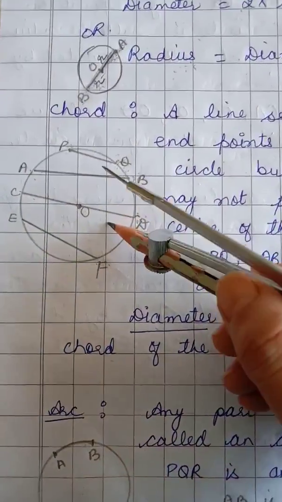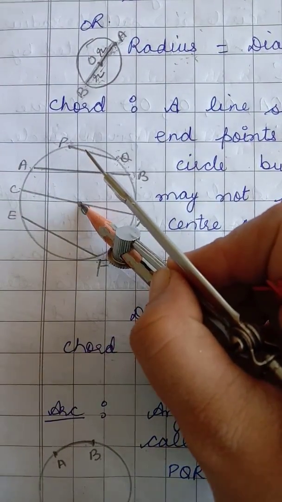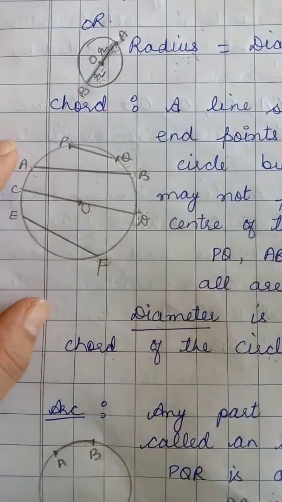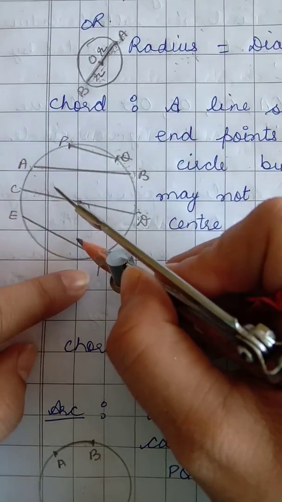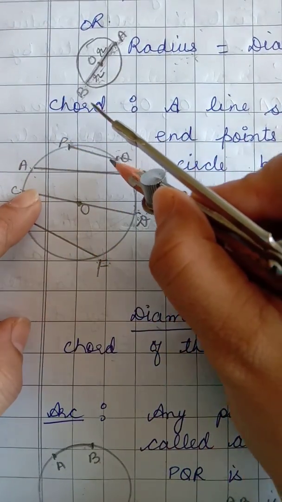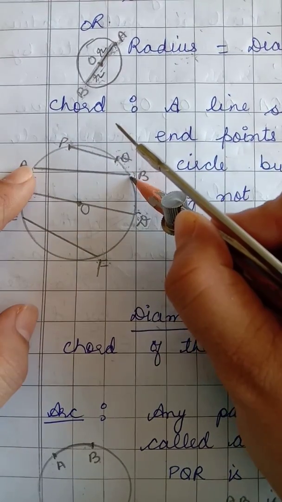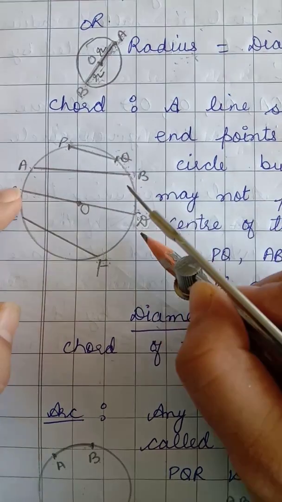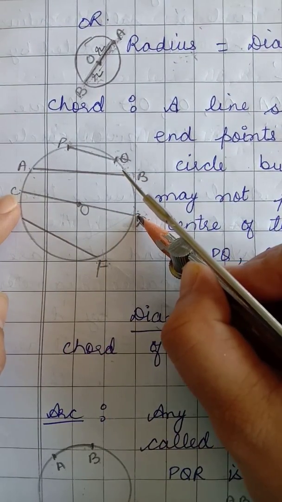I am again explaining by drawing. This is a circle. This is the center of the circle. Suppose I have taken 2 points, P and Q. These points are lying on the circumference of the circle. When I join these points, this will form a chord of the circle. PQ is the chord. Again, A and B are 2 points. When I join AB, it will form a chord. Again, C and D are 2 points. When I join CD, it will form a chord.